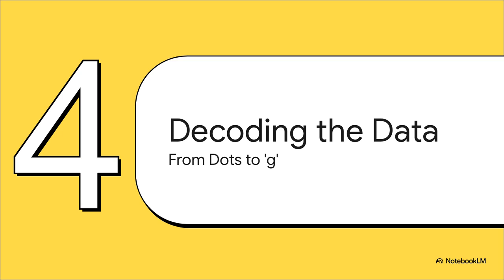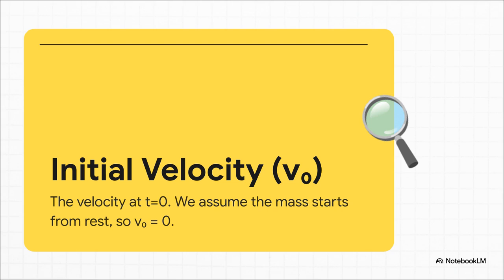You should be holding a strip of paper with a nice little trail of dots on it. That right there, that's your raw data. Now let's figure out how to turn those dots into a number for gravity. Before we get into the math, we need to agree on one really important starting point.